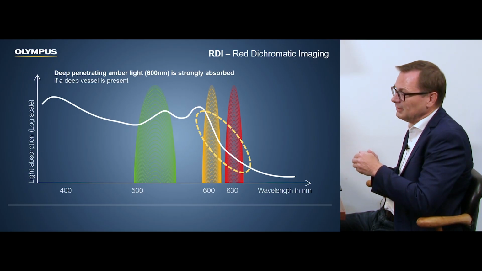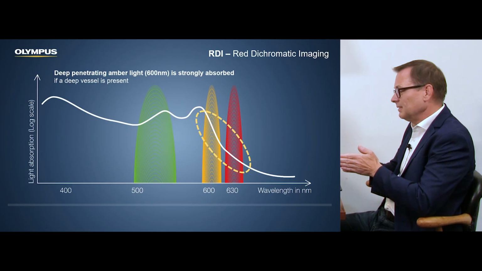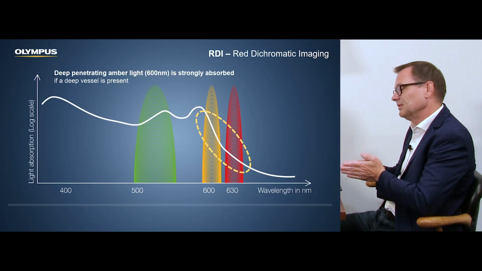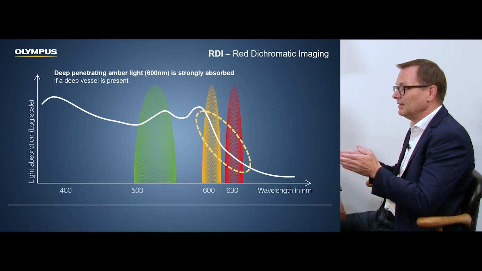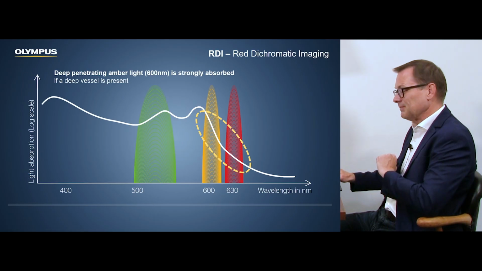As you can see here, in the absorption curve of blood, there is particularly in the range of 600 to 630 nanometers, so between those two colors, a steep decline. So if we use something around 600 and a color around 630 nanometers, we can nicely differentiate whether there is blood or no blood.